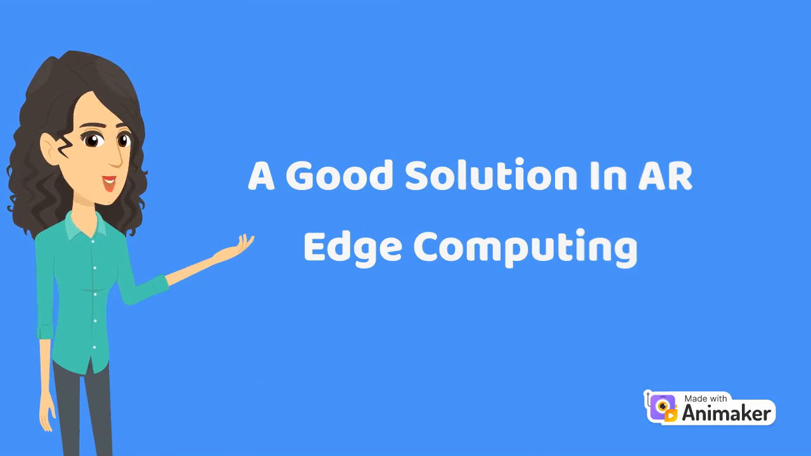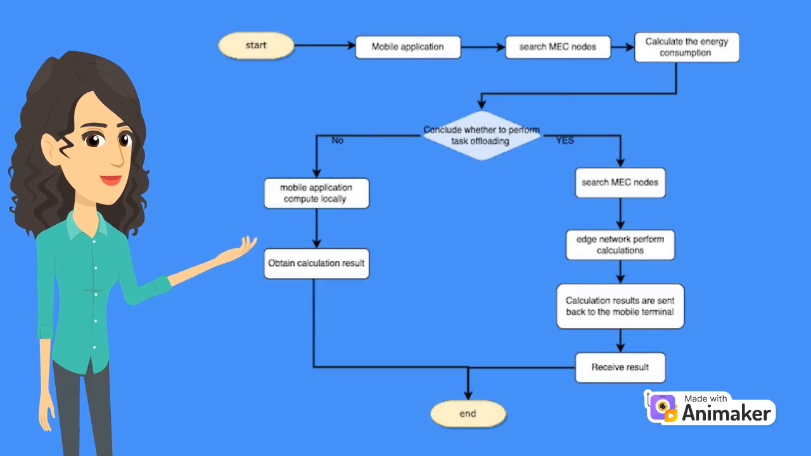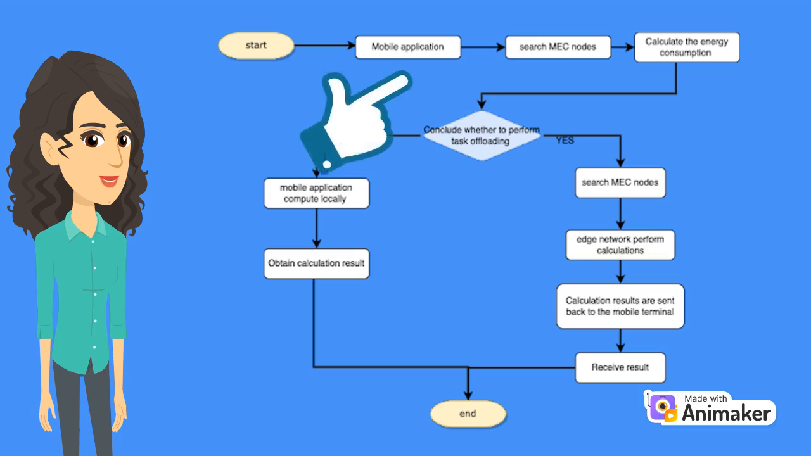Due to the limitations described above, we could offload part of the task to the remote cloud, allowing it to be computed in the cloud and returned to the application side. The process of edge computing could be divided into two parts. The first part is task offloading, which refers to whether the tasks need to be uploaded to the edge network for computation or computed locally.